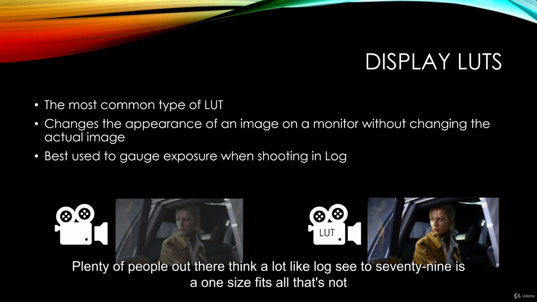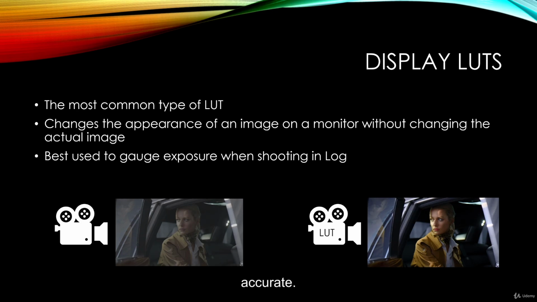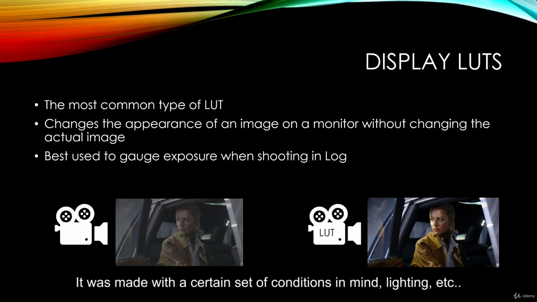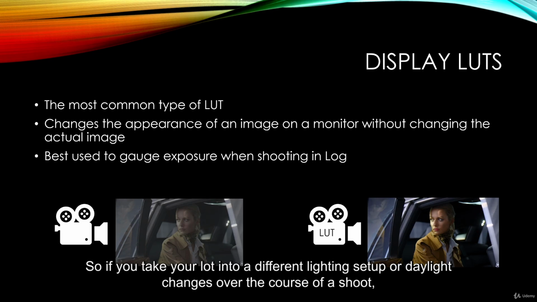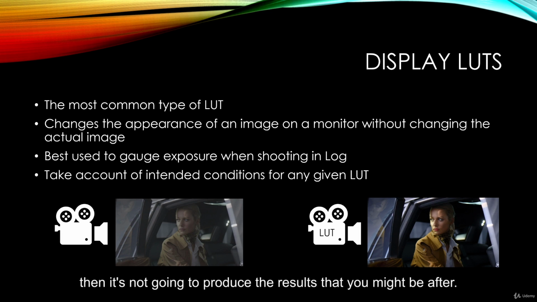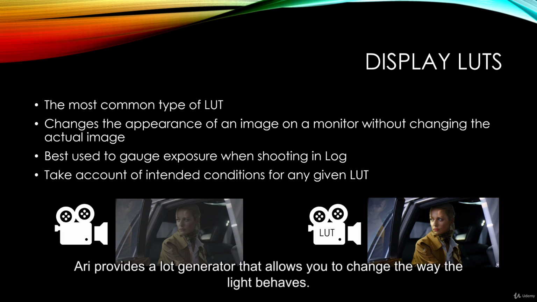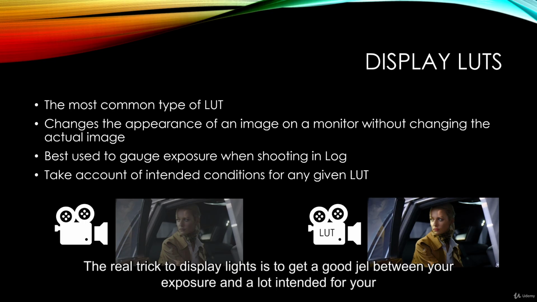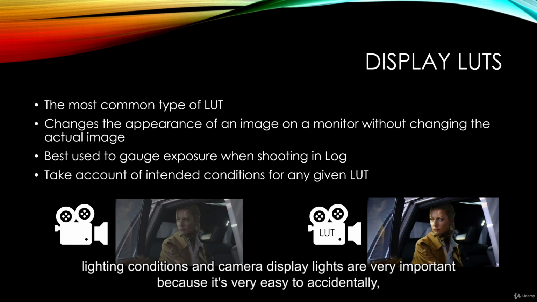Now, here's the thing. Plenty of people out there think a LUT like Log C to Rec. 709 is a one-size-fits-all. That's not accurate. A LUT is essentially a preset color transform. It was made with a certain set of conditions in mind, lighting, etc. So if you take your LUT into a different lighting setup or daylight changes over the course of a shoot, then it's not going to produce the results that you might be after. ARRI provides a LUT generator that allows you to change the way the LUT behaves. The real trick to display LUTs is to get a good balance between your exposure and a LUT intended for your lighting conditions and camera.